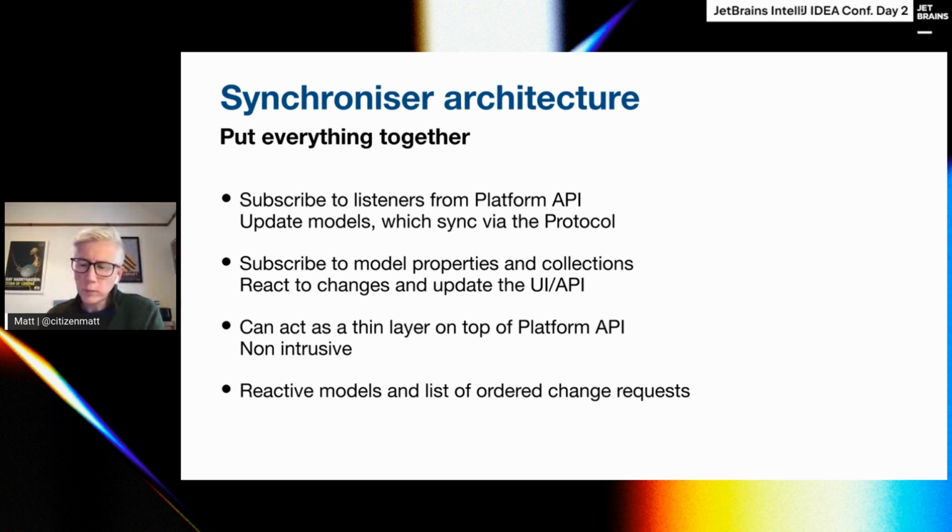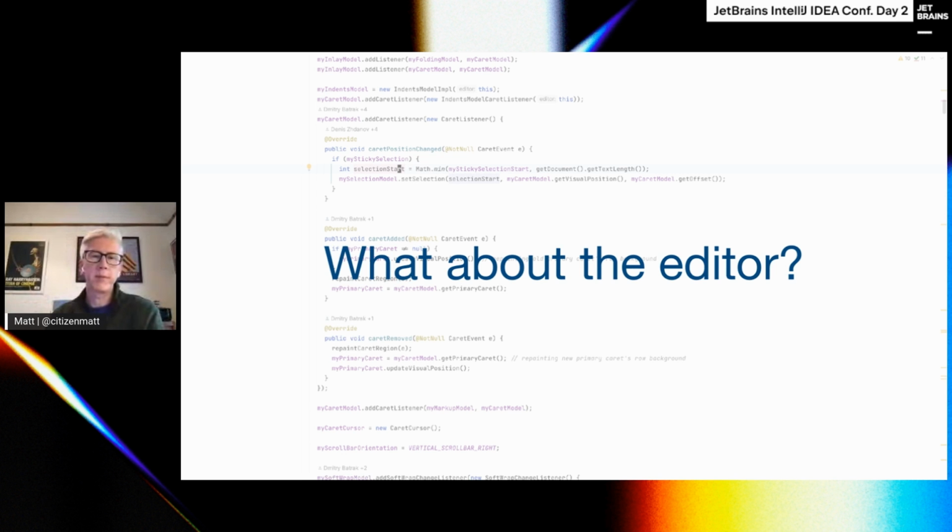And one of the nice things about this is that it can act as a nice thin layer on top of the platform API. So it's non-intrusive. We don't have to rewrite the platform API in order to work with this. So we work now with a set of reactive models. And as I mentioned before, we can make a list of ordered change requests. So that's all well and good for the UI. We can describe some toolbars and things there.